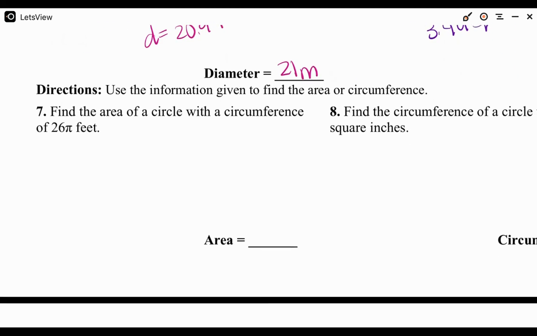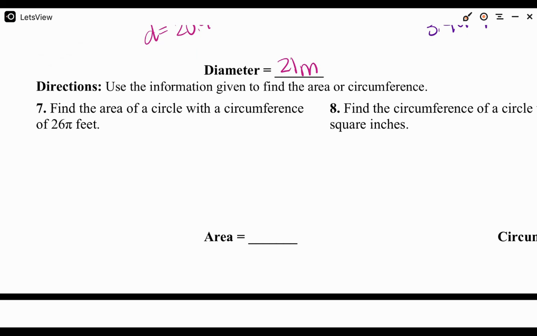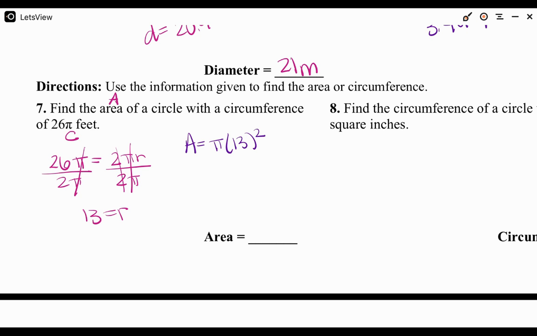Okay, next one, we want to find the area of a circle with circumference of 26 pi. So we're looking for area, but we're given circumference. So we know that 26 pi is equal to 2 pi r. So just divide both sides by 2 pi. Our pi's cancel. The 2's cancel. 26 divided by 2. Our r is 13. Now I can plug that in to find area. So area is equal to pi 13 squared. Plug that in your calculator, we get 530.9 feet squared.